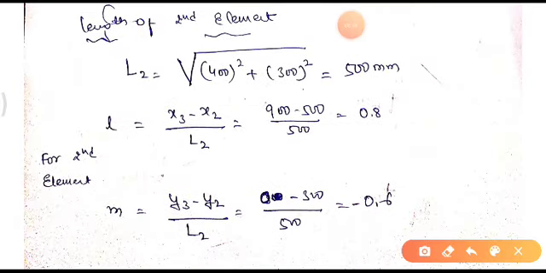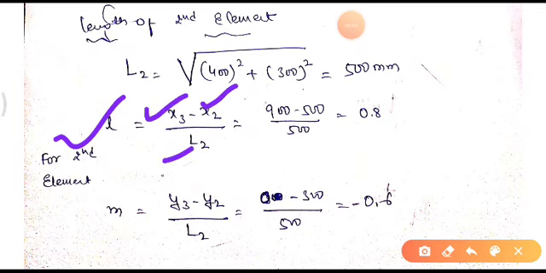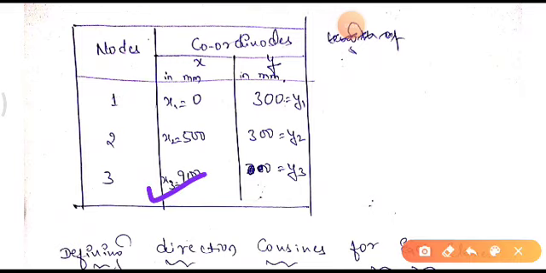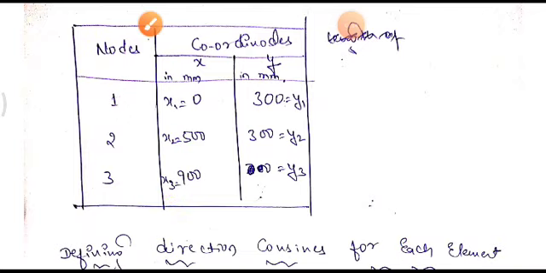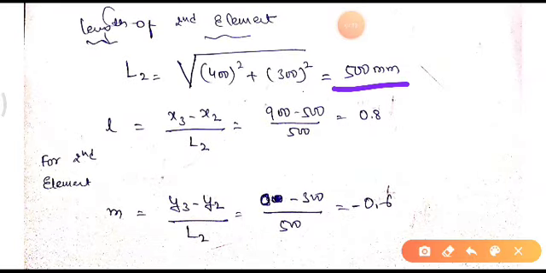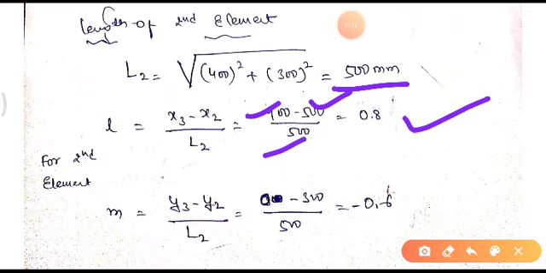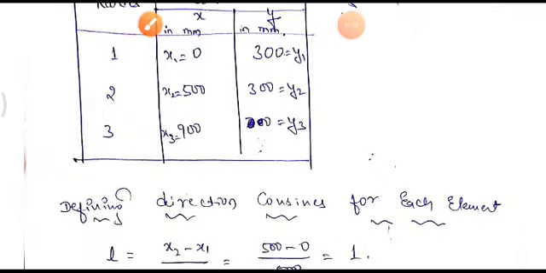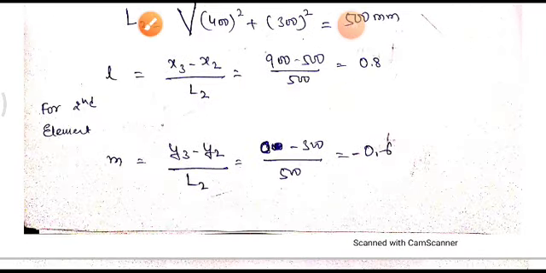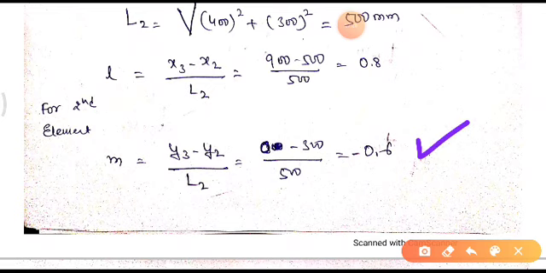The direction cosines again are given by L. L is nothing but the direction cosine, which is given by x3 minus x2 divided by L2. Here, if you see the nodal connectivity table again, x3 is 900 and x2 is 500, so x3 minus x2 means 900 minus 500, divided by the length of the element, which is 500, which we have determined. 900 minus 500 divided by 500 gives 0.8. Similarly, m we can define as y3 minus y2, where y3 is 0, minus 300, divided by 500. We got this answer, which is nothing but minus 0.6.